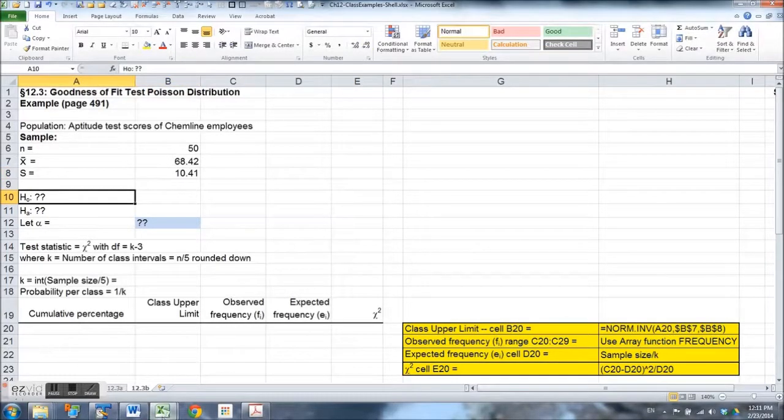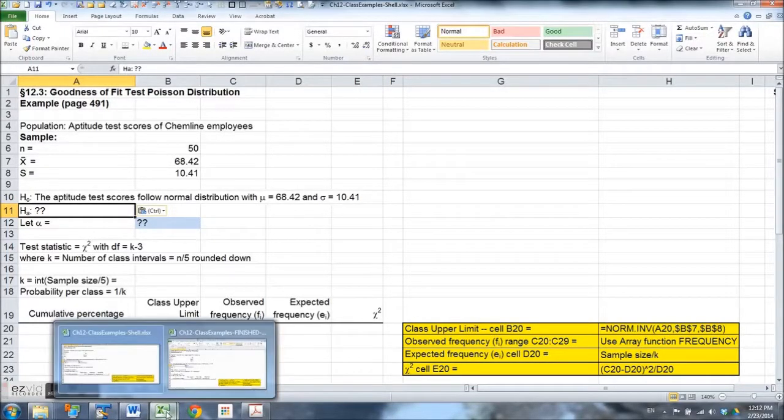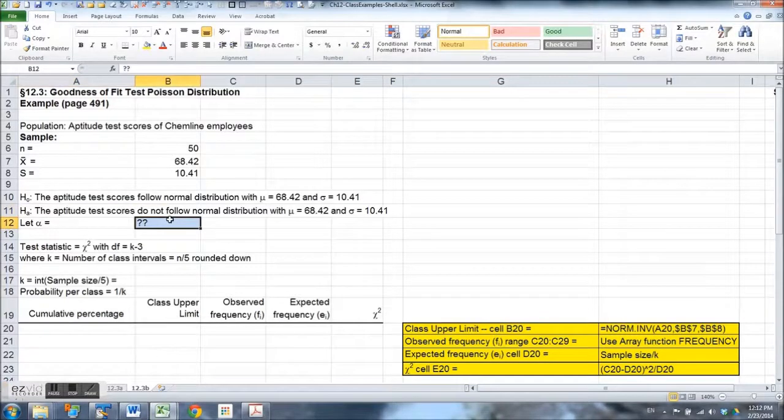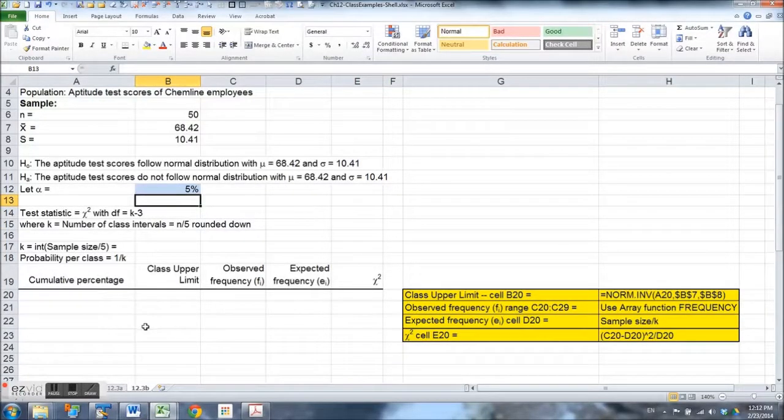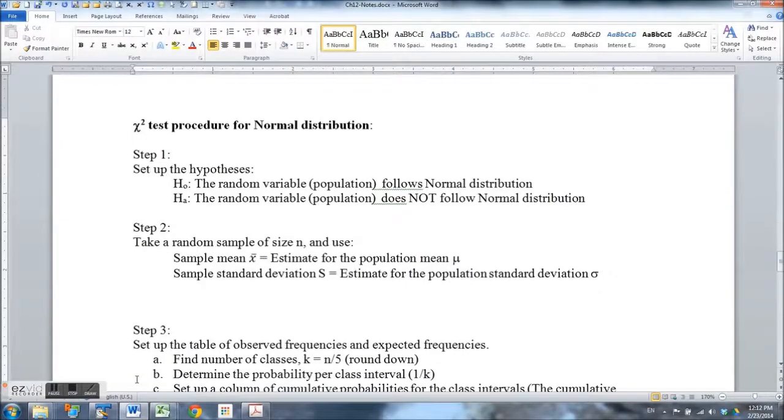Now the null hypothesis: the aptitude test score follows normal distribution with mean 68.42 and standard deviation 10.41. And the alternative is that it does not follow normal distribution. Now let's use 5% for alpha. Now let's go back to the steps in the Word document.